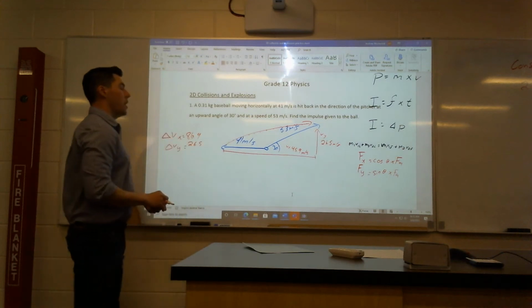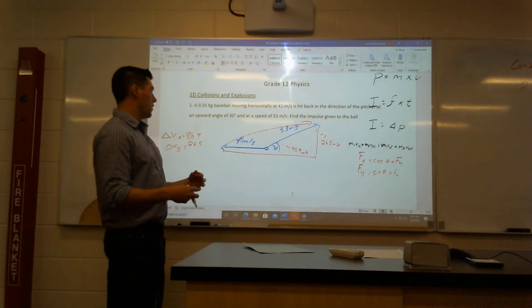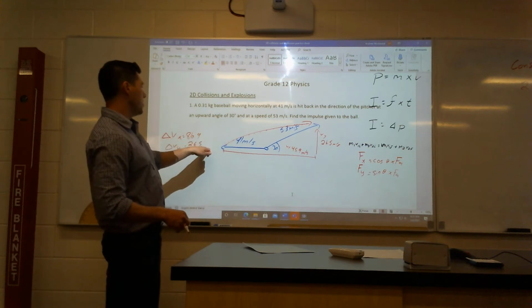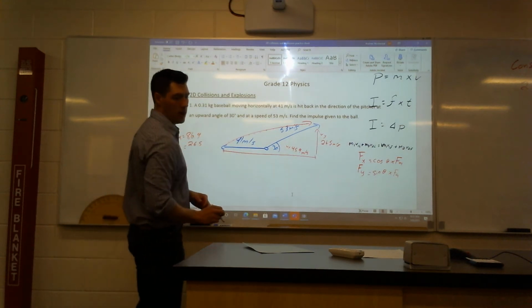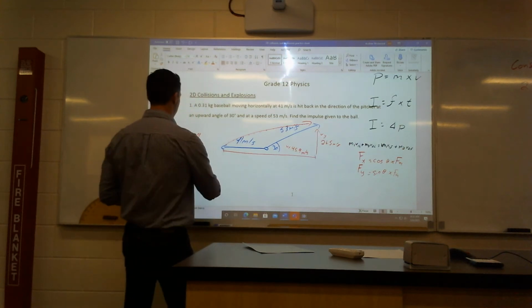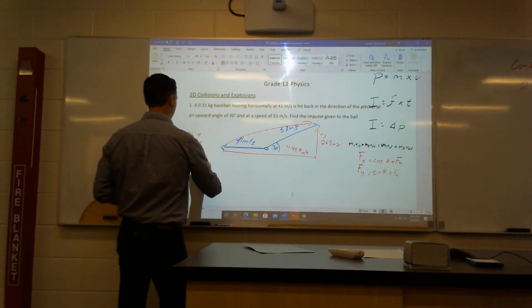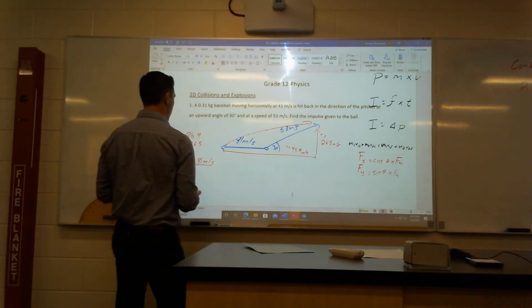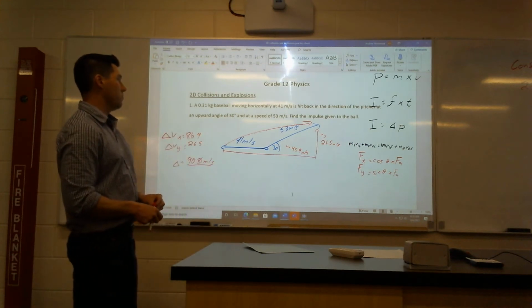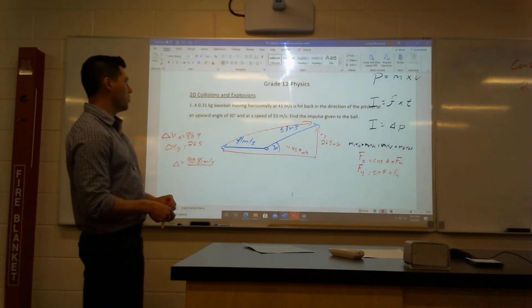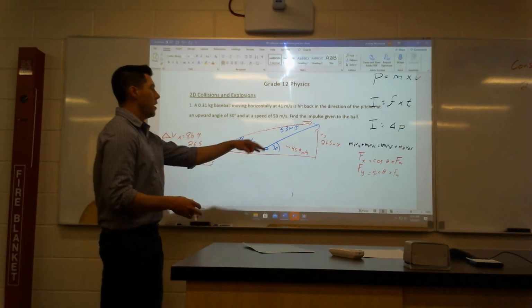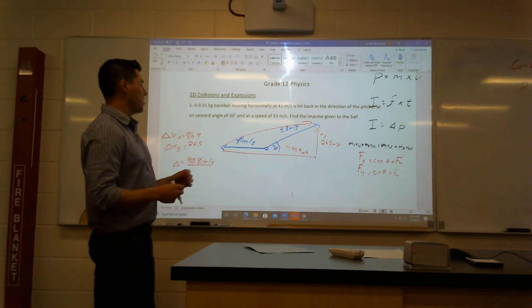Okay, so now to find my overall change in velocity, again, a squared plus b squared equals c squared. And so my change in velocity total is 90.85 meters per second. Okay, so that is my change in velocity. All right, I have to find a direction still, but let's leave that alone right now. I'll find the angle in just 2 seconds.